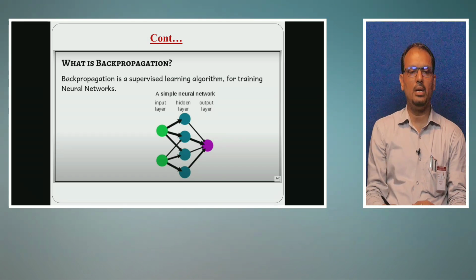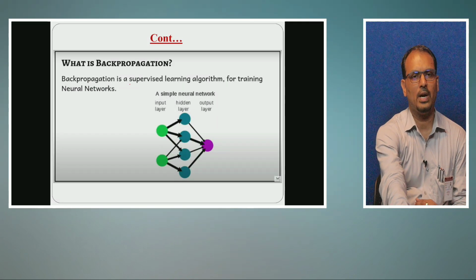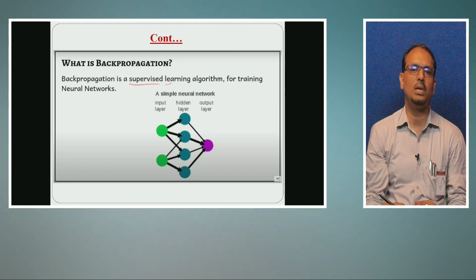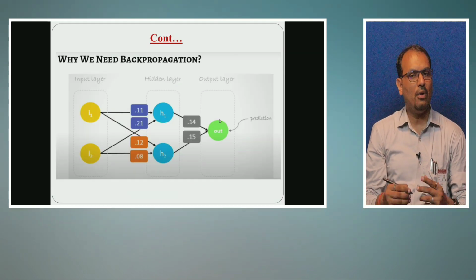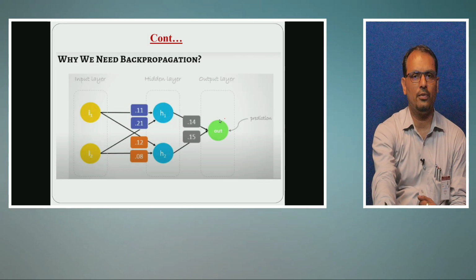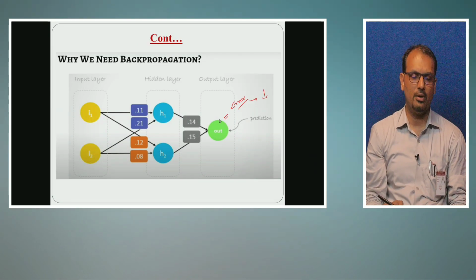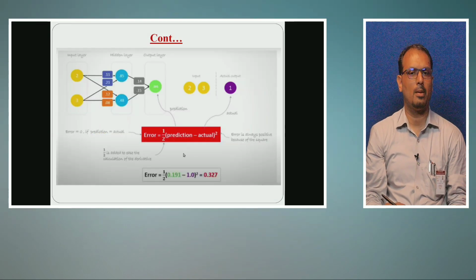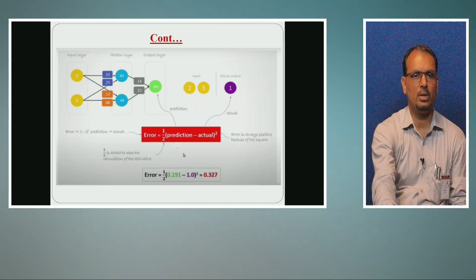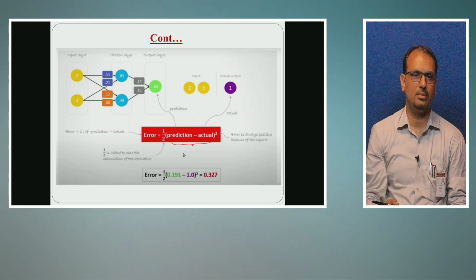Now we know that backpropagation is a supervised learning algorithm. Why we use it, I also told you: once you get an error here, you are going to reduce it. How are you going to reduce that error? For that purpose only we need backpropagation.